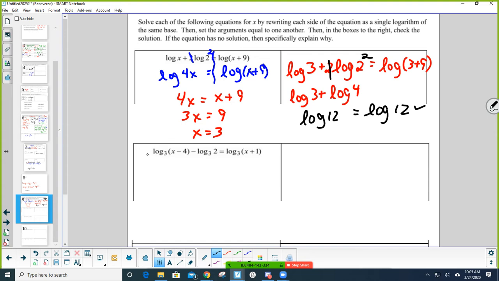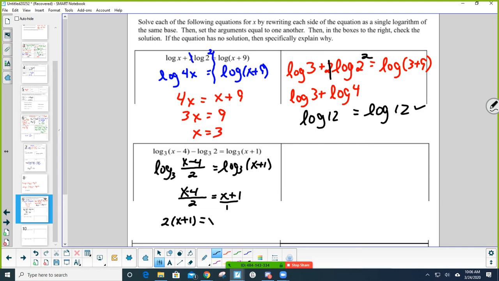So I always look for numbers up front first. That's always the first thing I get rid of. There's no numbers up front. So I'm just going to make this left-hand side log base 3 of x minus 4 over 2. And this side is going to stay the same. Now notice I have 1 log on this side and 1 log on that side. So I'm just going to take their arguments, set them equal. This is the same thing as x plus 1 over 1. So I'm just going to cross multiply. I'm going to have 2 times x plus 1 equals x minus 4.